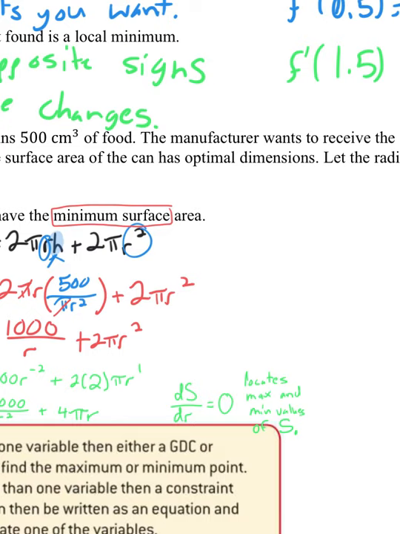Now, do we want to look at this one on a graph? We could graph it and take a look at it together. And maybe that'll help us a little bit. Let's see if I can graph this real quickly. The original equation was 1,000 over x plus 2 pi x squared.